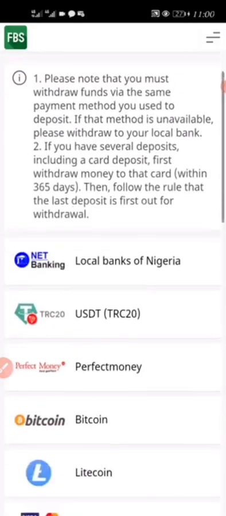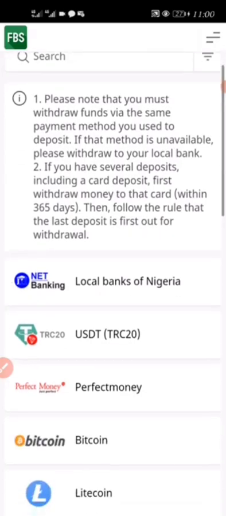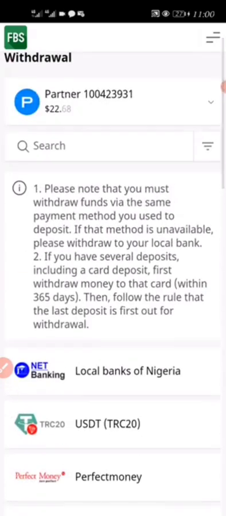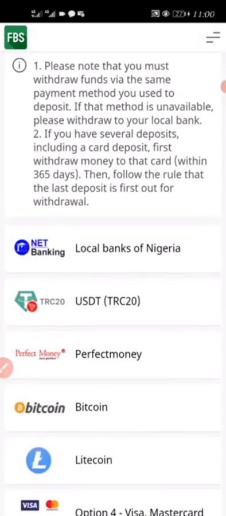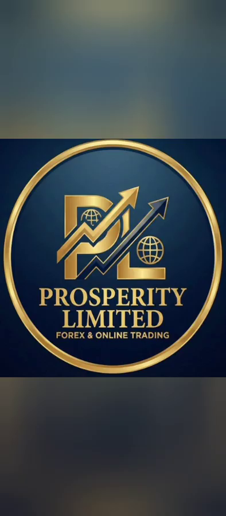I only use local bank account because it's fast and you don't have to be exchanging or selling anything to anybody before you get your money. You get your money in naira straight into your local bank account. Again, this is Prosperity Limited.